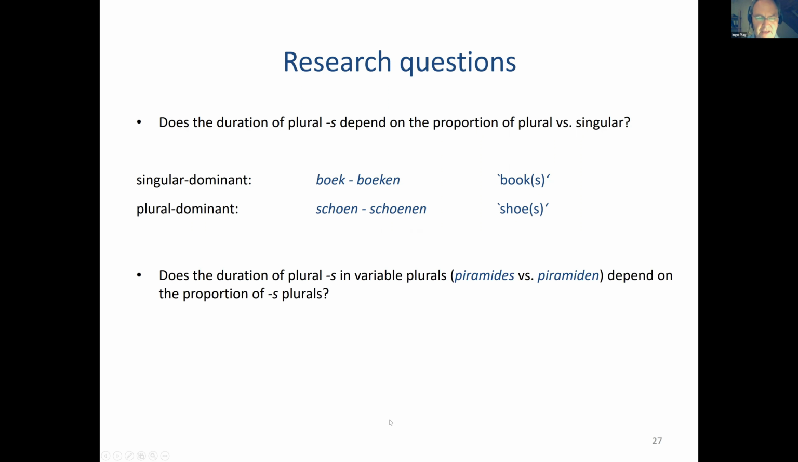And now another question would be, does the duration of plural S in variable plurals, like in pyramides and pyramide, depend on the proportion of S plurals? That is, again, a paradigmatic question.